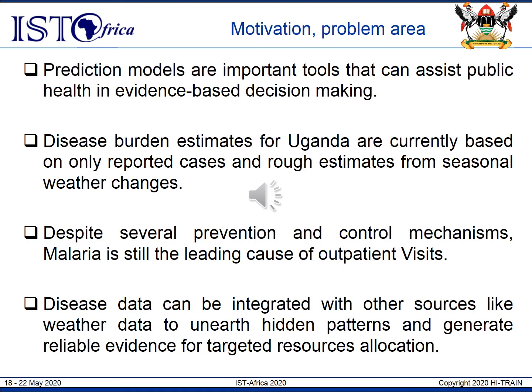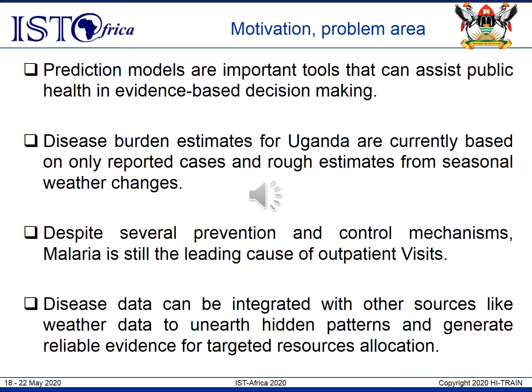Yet if we had tried to predict, we could have known that there will be a likely increase in the malaria cases in a particular region and provide the best prevention or control measure before it hits us hard. So because of reliance on only reported cases, we have had several prevention and control mechanisms, but malaria is still the leading cause of our outpatient visits in most of the healthcare facilities.